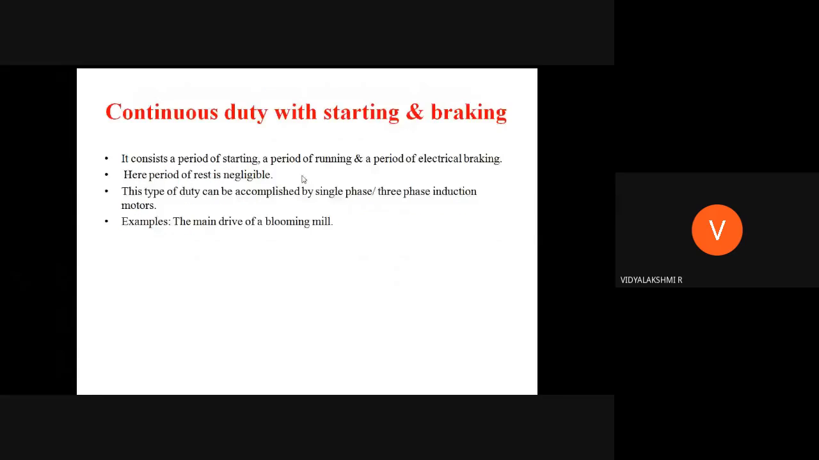And then again, continuous duty with starting and braking. So the machine keeps on running, starting, running and braking. There is no rest period. A continuous drive run like that is called continuous duty with starting and braking. There is no period of rest possible.